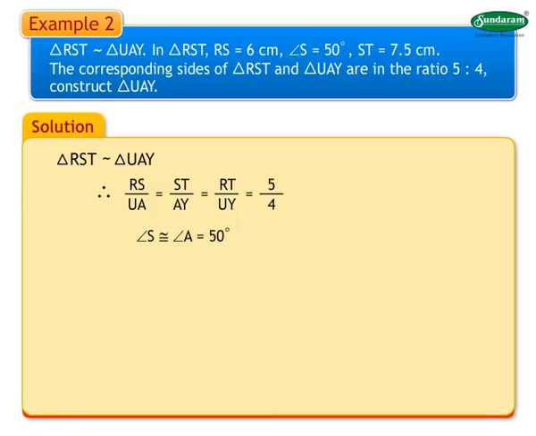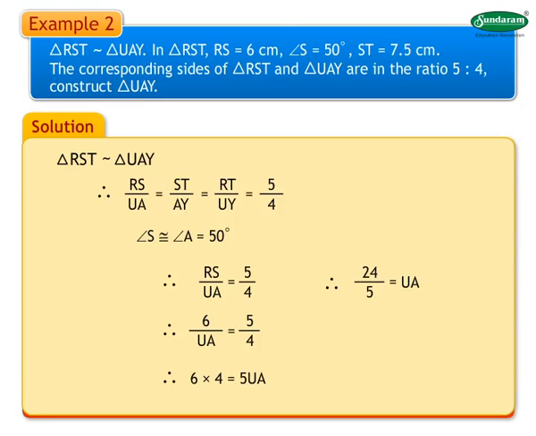To find the length of UA, it is given that RS upon UA is equal to 5/4. Now, by substituting the value of RS as 6, we get 6 upon UA is equal to 5/4. Therefore, 6 into 4 is equal to 5 into UA. Therefore, 24 divided by 5 is equal to UA. Therefore, 4.8 is equal to UA. Thus, UA is equal to 4.8.